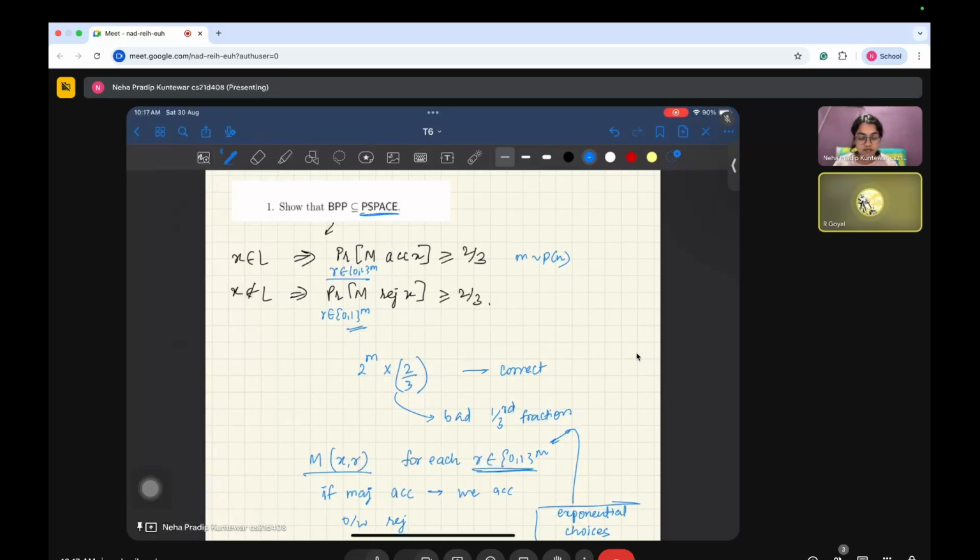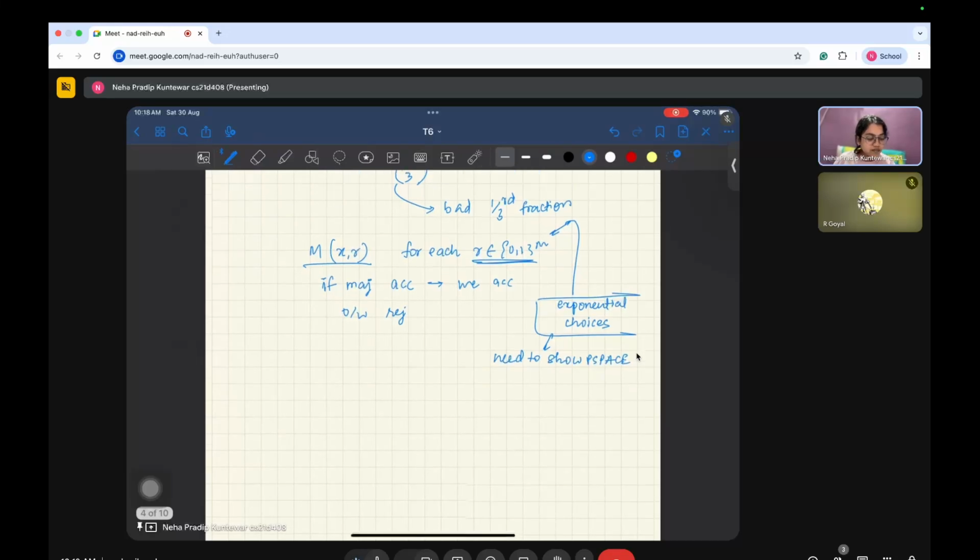Even if some of the random bits generated correspond to incorrect answers, how does it matter for the space? From the space viewpoint, everything can still be decided using polynomial space only.